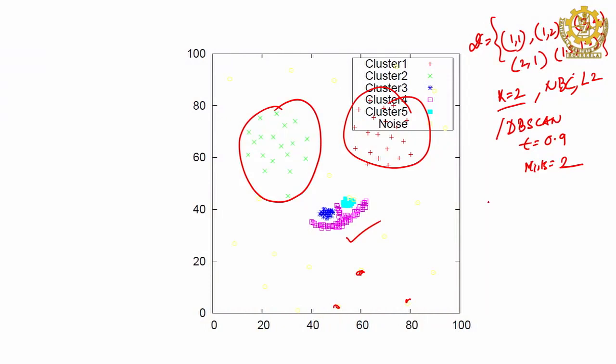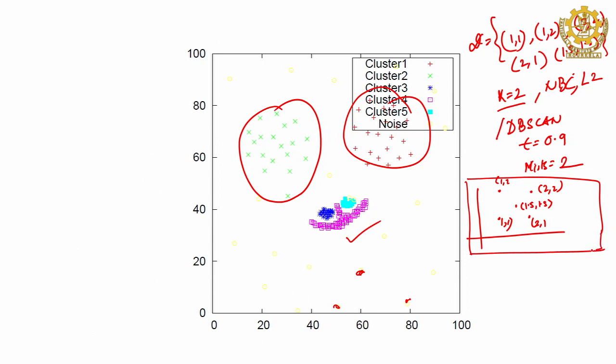Let me write it here. This is the point (1, 1), this is the point (2, 1), this is the point (2, 2), this is the point (1, 2), and this is the point (1.5, 1.5). But you cannot always plot the data in 2D. So, if you have a multi-dimensional point, then you have the point here (1, 1).